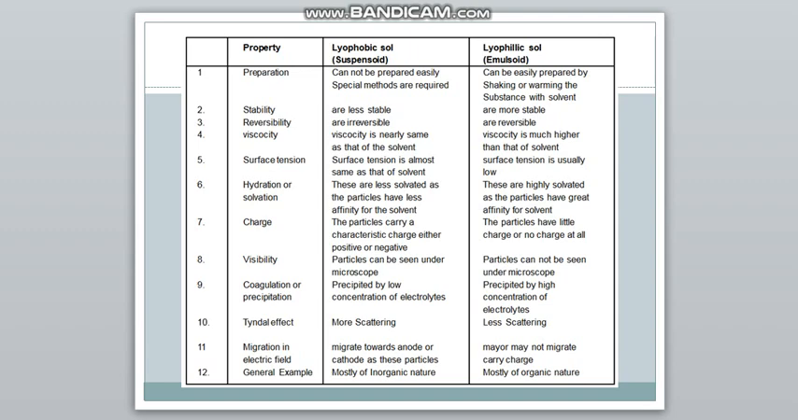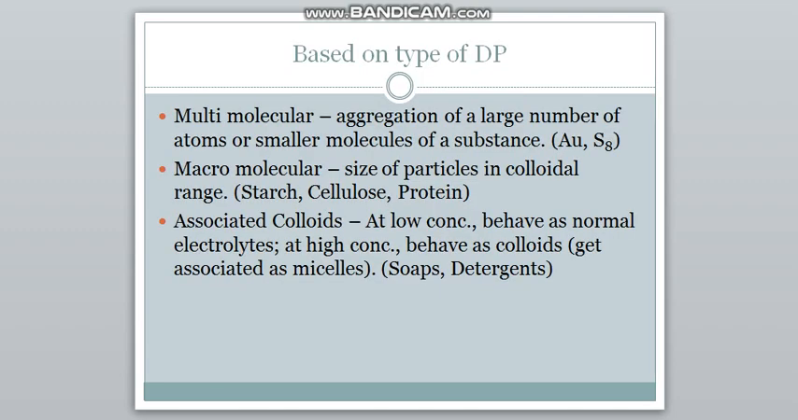The Tyndall effect is the phenomenon by which colloidal particles scatter light. Based on the type of the dispersed phase, there are three kinds of colloidal solutions: multimolecular, macromolecular and associated colloids. Multimolecular colloids are an aggregation of a large number of small molecules. Examples are gold sol and sulfur sol.